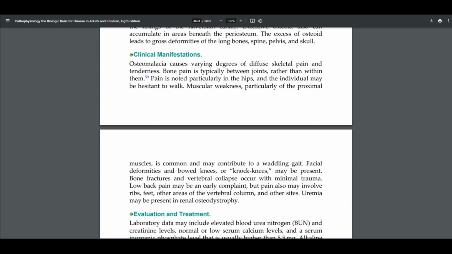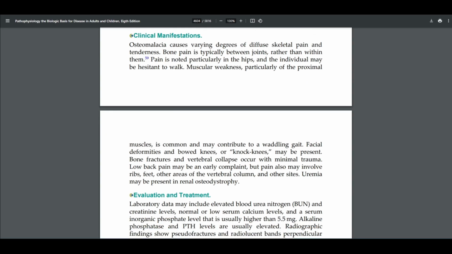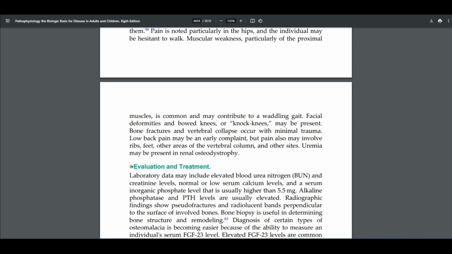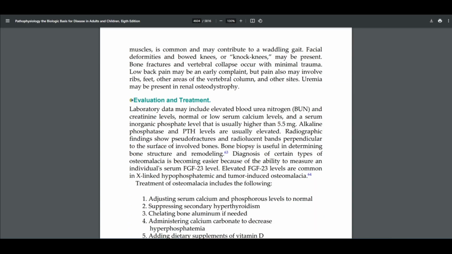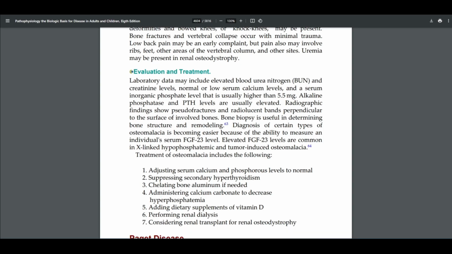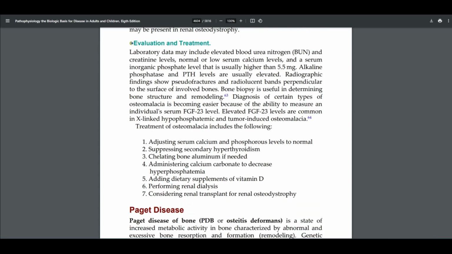Muscular weakness, particularly of the proximal muscles, is common and may contribute to a waddling gait. Facial deformities and bowed knees or knock knees may be present. Bone fractures and vertebral collapse occur with minimal trauma. Low back pain may be an early complaint, but pain also involves ribs, feet, and other areas of the vertebral column and other sites. Uremia may be present in renal osteodystrophy.